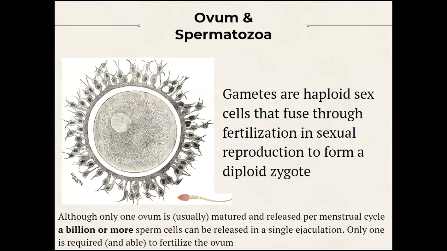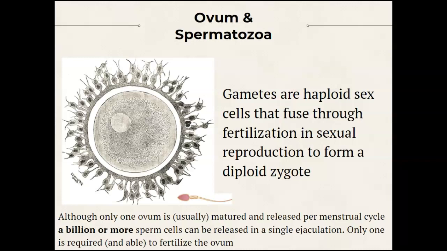a diploid zygote. So when they fuse together in fertilization, the half set of chromosomes from the egg and the half set of chromosomes from the sperm come together and make a diploid set, or two full sets of chromosomes in the zygote. That's how humans end up with 46 chromosomes, because 23 are in the egg and 23 are in the sperm. Although only one ovum, egg cell, usually, of course, there are exceptions. This is how some twins are born.